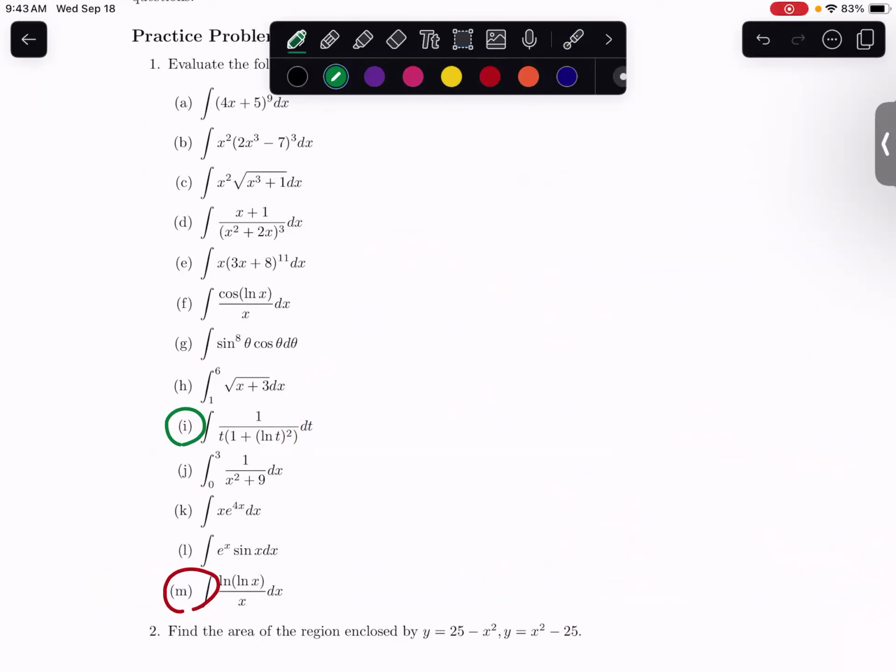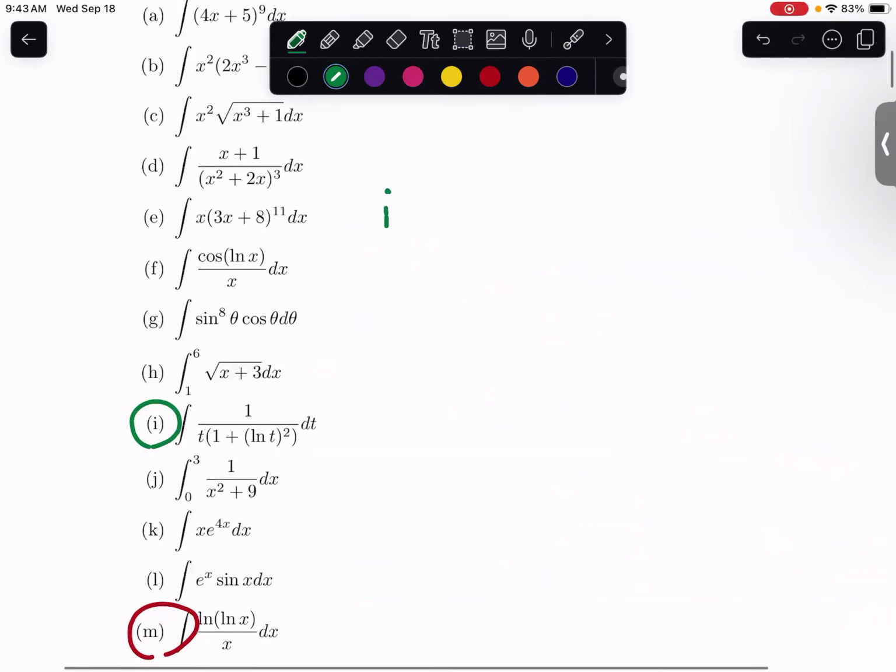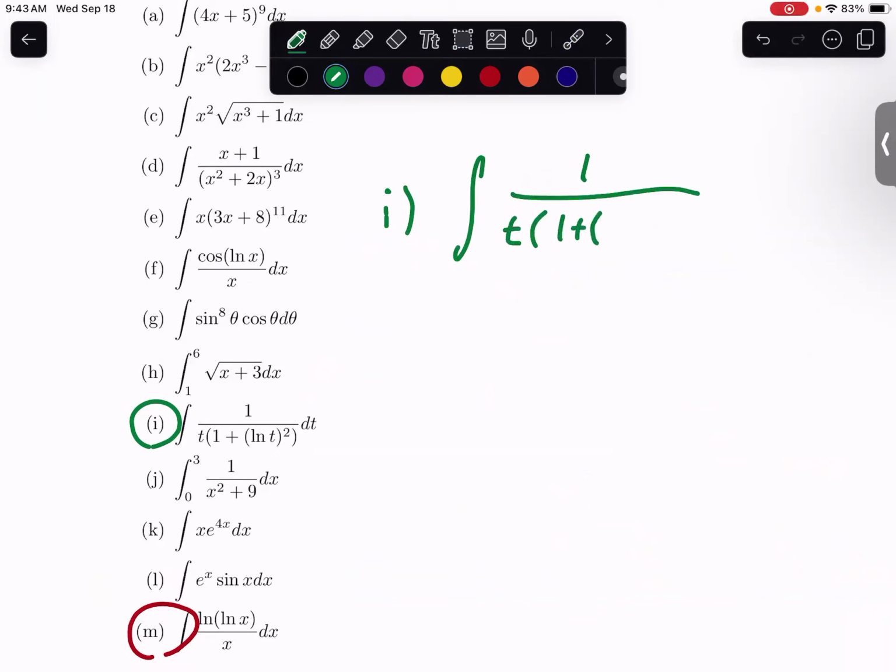Okay, so for I, we have the following. We're doing the integral of 1 over t times (1 plus the natural log of t) squared dt.